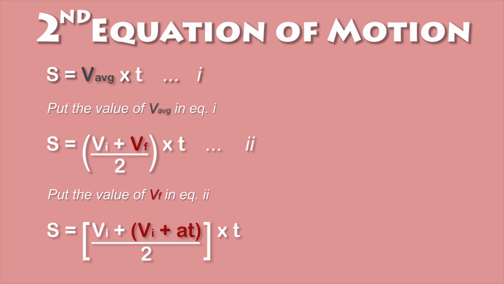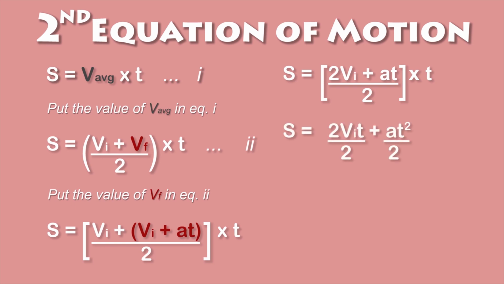By opening the round brackets and adding Vi, we will get S is equal to (2Vi plus at) over 2 into t. Now we will open the square bracket. S is equal to (2Vit plus at square) over 2. Now by simplifying the equation with the help of simple mathematical rules, we will get S is equal to Vit plus half at square.